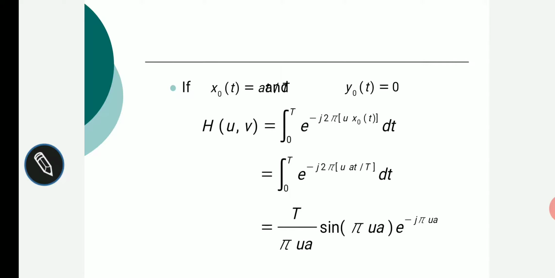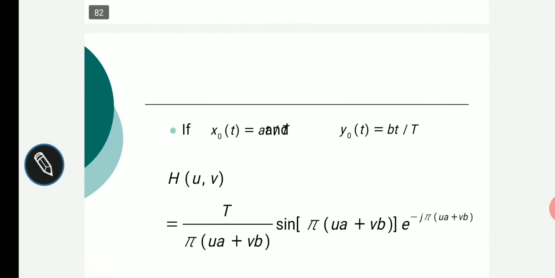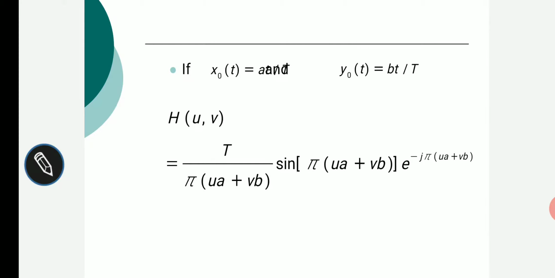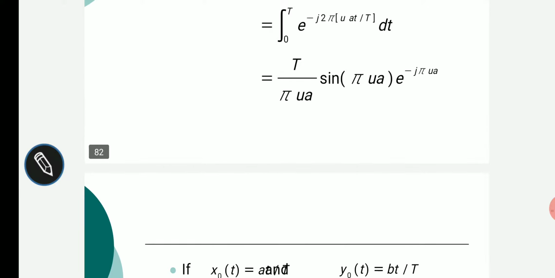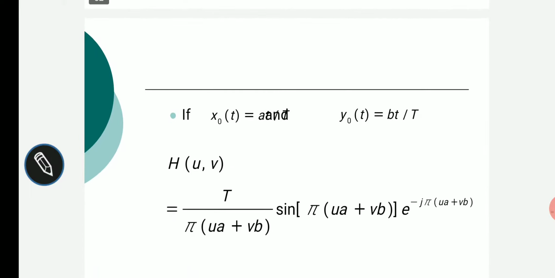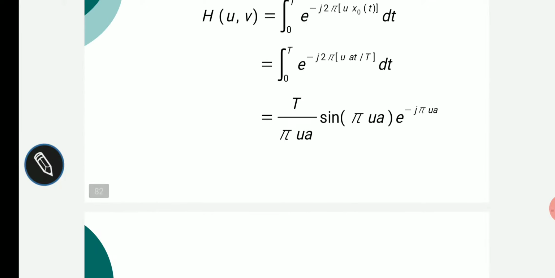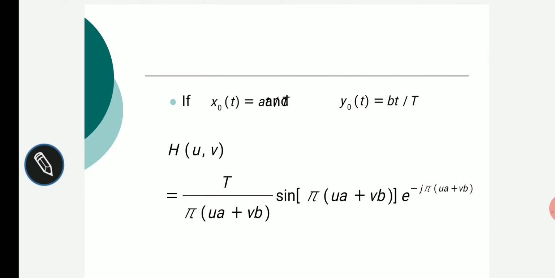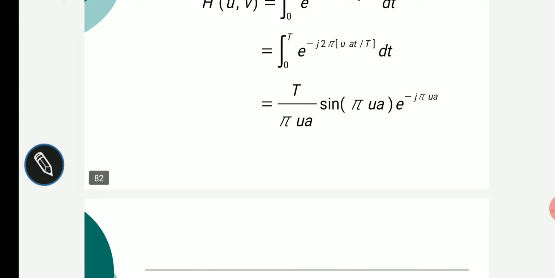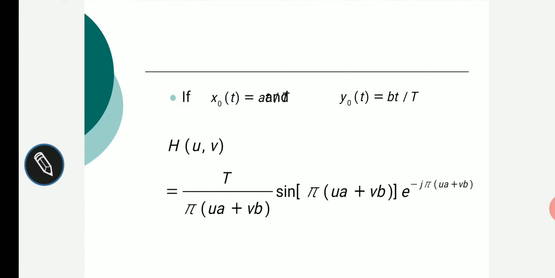If we allow the y component to vary as well, with the motion given by y equal to bt by T, then so first we have taken only the x direction, with the y direction 0. Now if we also allow the y direction to be variable, then h of u comma v is equal to T by pi of ua plus vb, sin pi of ua plus vb, e raised to minus j pi of ua plus vb. So this is the expression.